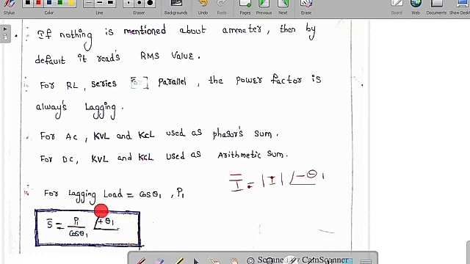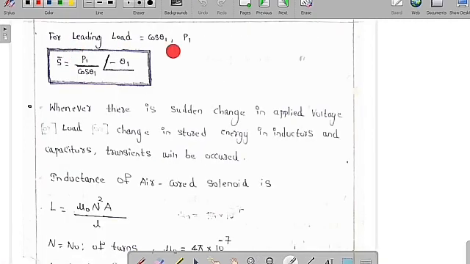Similarly for a leading load, it is the same as this, only replace plus by minus. For a leading load with cos theta 1 and P1, S bar is equal to P1 by cos theta 1 at angle minus theta 1, because the current leads, so its angle is positive, but we have to take the conjugate, so it becomes negative. Again P1 by cos theta 1 gives the magnitude of the complex power.